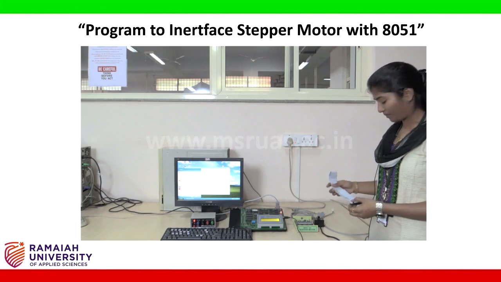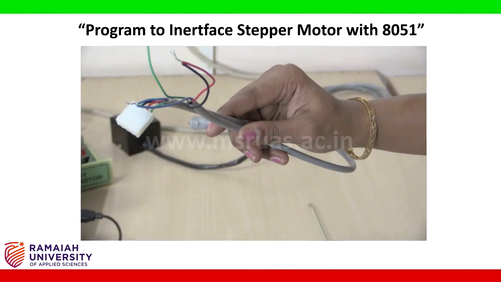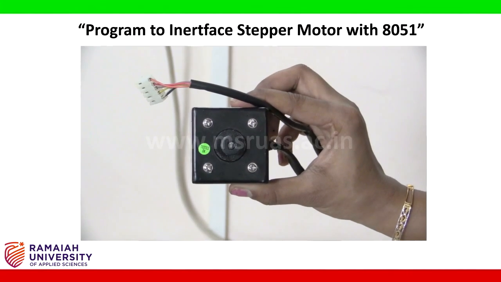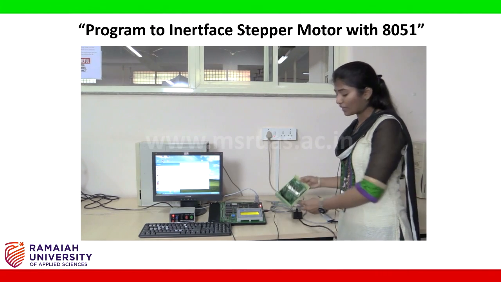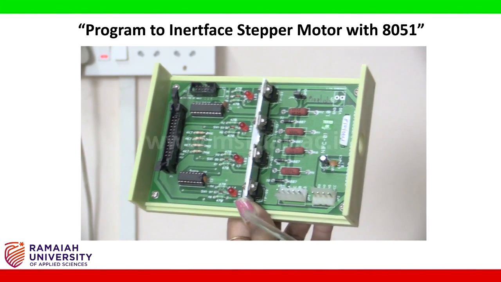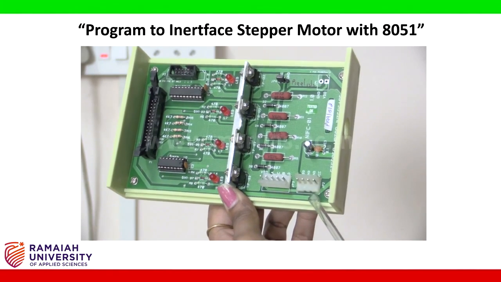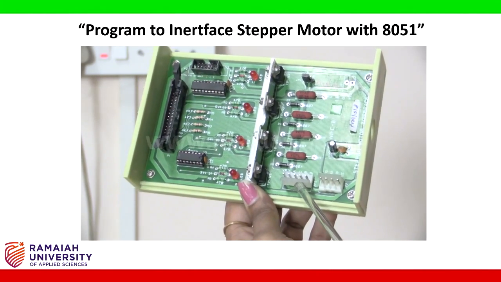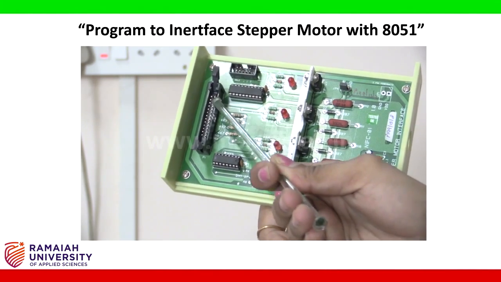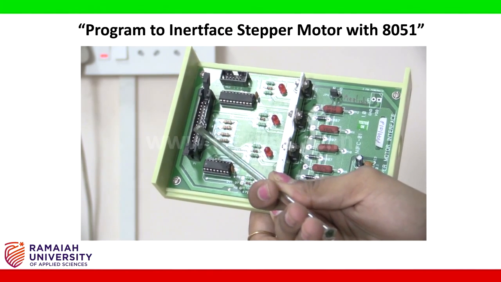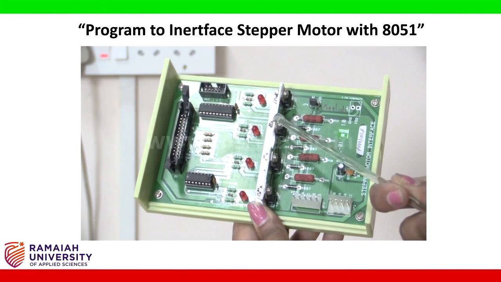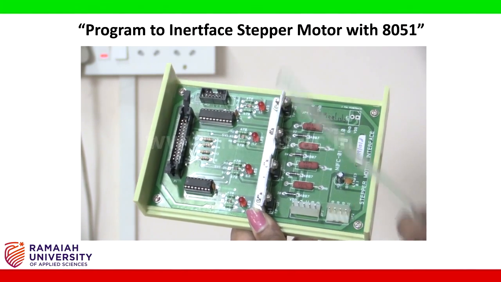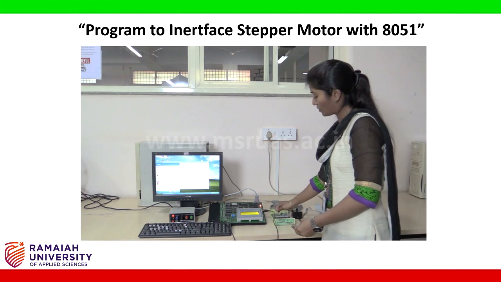FRC cable, power supply cable, stepper motor kit. So this is the stepper motor kit. So this is the power supply connection, this is the stepper motor connection, and this is for the FRC cable connection. These are the 4 transistors and these are the 4 LEDs for the display purpose.